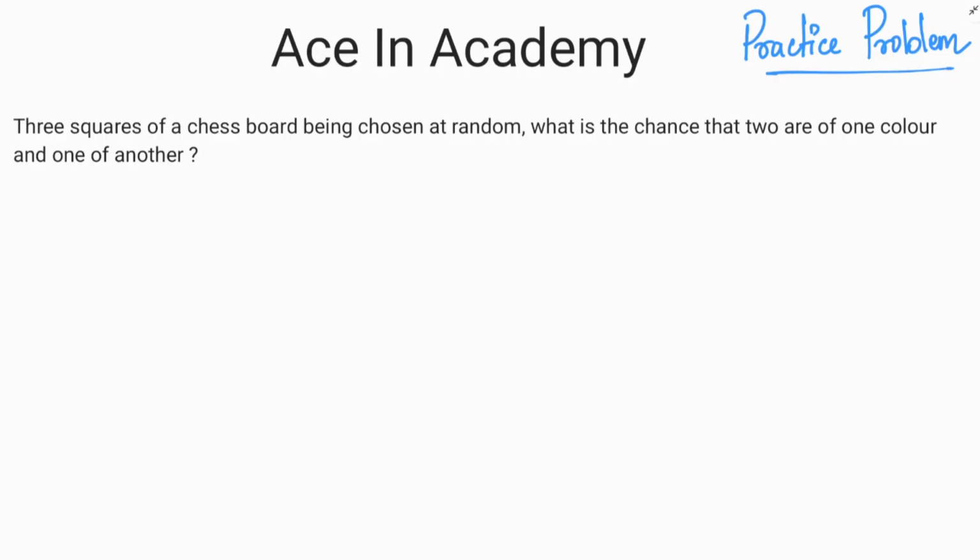So as you can see from the title of this video, in this video we'll solve another good question from the topic of probability, and the question has been taken from the book of Higher Algebra by Hall and Knight. Now the question is as follows: 3 squares of a chessboard being chosen at random. What is the chance that 2 are of one color and 1 of another? So this is our question, and I would like you to try this question first by yourself and then come back to the video for the solution.